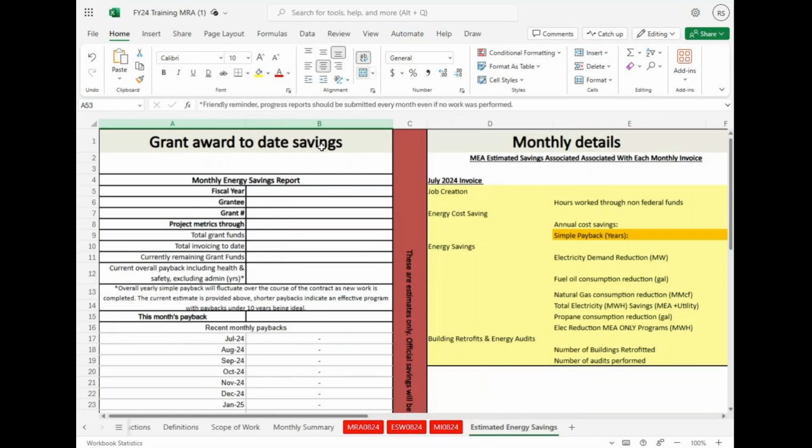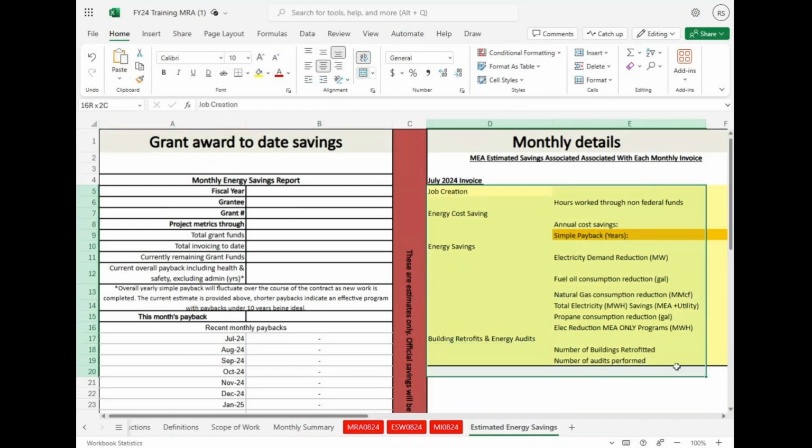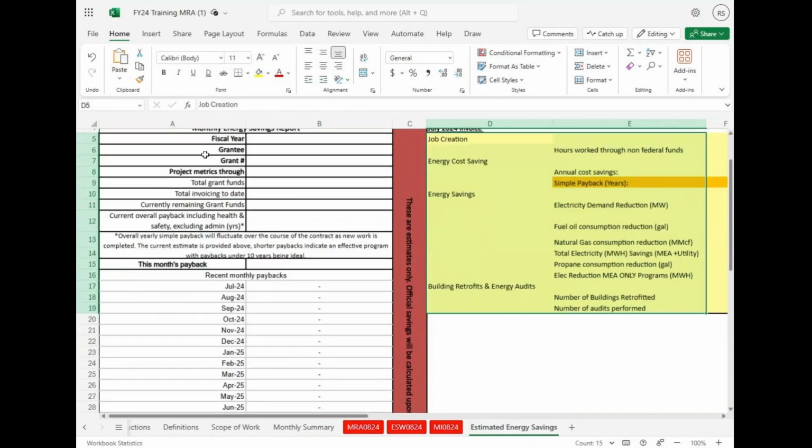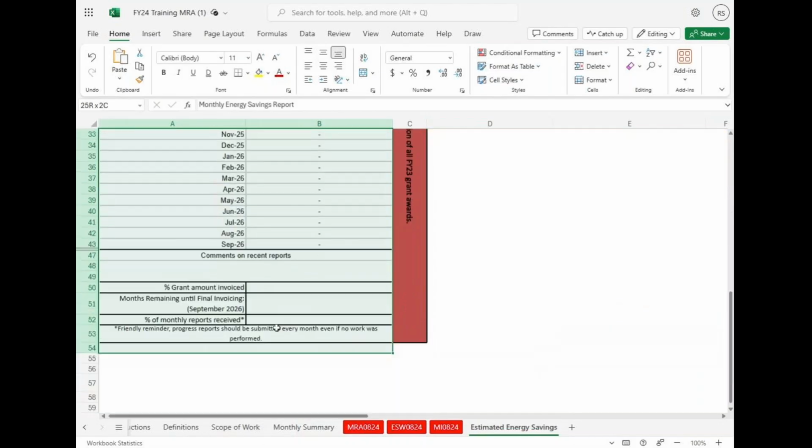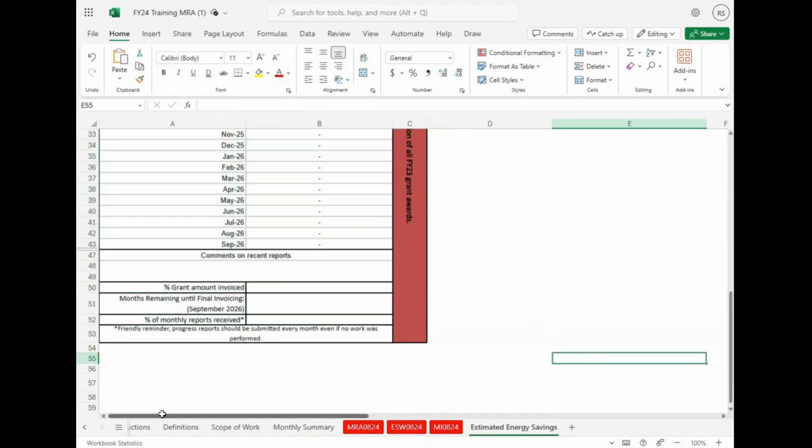This tab is not for grantees to fill out any information. This will be done all in-house. So we will provide you each month with a detailed description of what was done and what the savings were, what your simple payback was, information that might be useful to you. So this will be filled out over here for you, as well as this will be filled out each month for your reference.